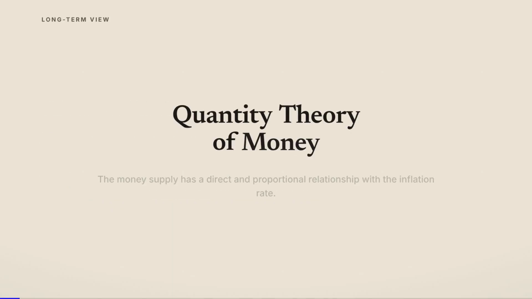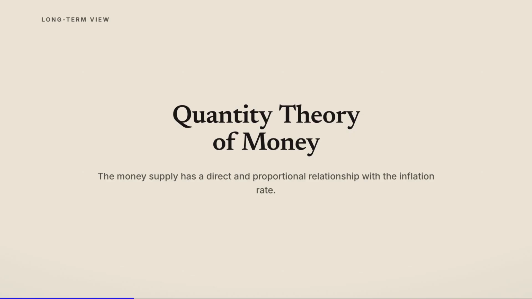We must also consider the long-term impact of these actions. The quantity theory of money suggests a direct and proportional relationship between the money supply and the inflation rate. In simple terms, if you increase the amount of money in circulation significantly faster than the economy grows, the value of each dollar drops, leading to higher prices. It's a vital reminder that while expansionary policy can help in a crisis, it carries the risk of inflation.